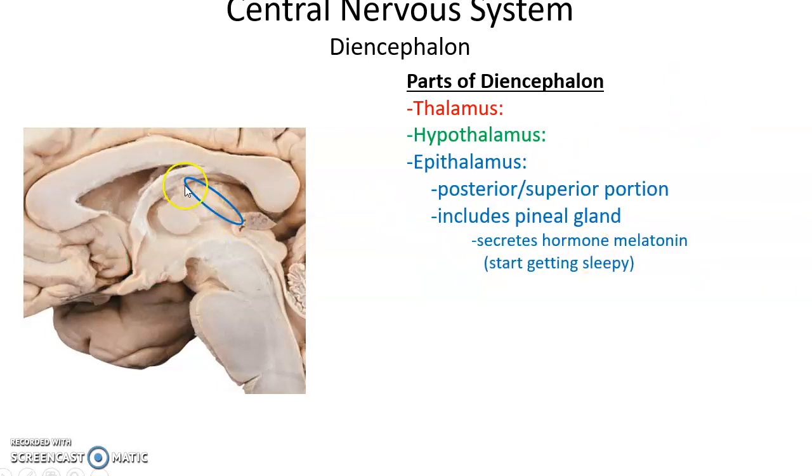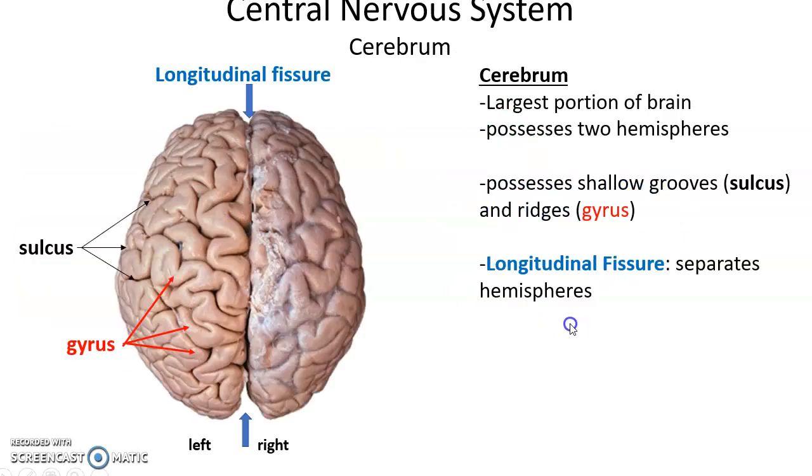Finally, the third portion of the diencephalon is the epithalamus. The epithalamus is posterior to the thalamus, sort of the back of the head of the seahorse. It includes within it the pineal gland. The pineal gland produces the hormone melatonin, and the function of melatonin is to initiate the getting sleepy function. So melatonin is produced when we do not see any light with our eyes, and then it goes to the hypothalamus and says, hey, time to make this person sleepy.